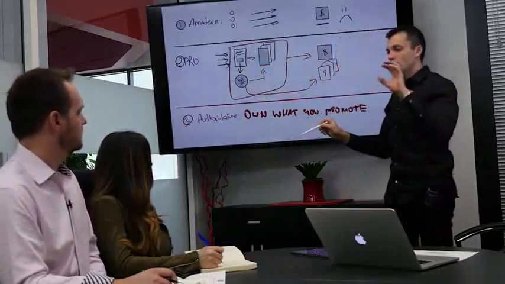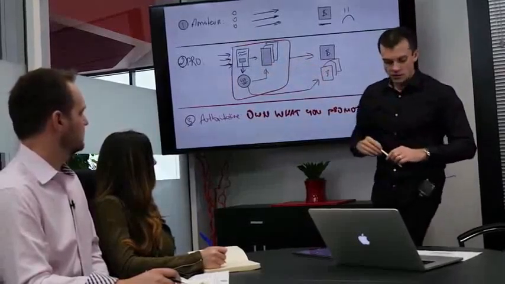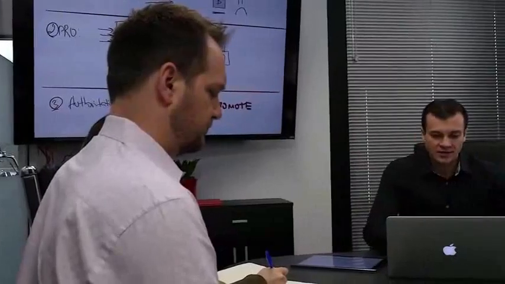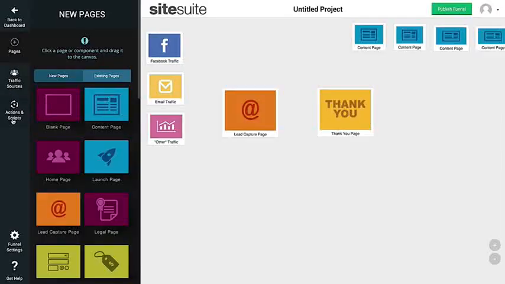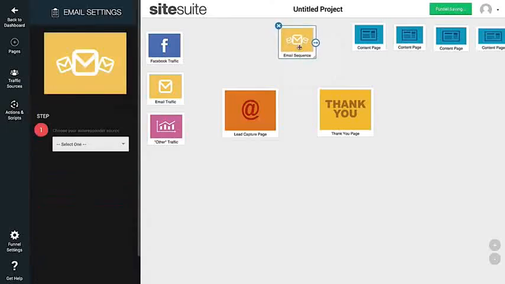So there'll be going to our list, which is our campaign for this particular system. So what I will do here in Site Suite, and this is really, really awesome, you guys, is go to actions and scripts. I'm going to click on that. See, it says email sequence. I will drag it and drop it. So that basically means I have the skeleton of my system outlined here, and I can see all the pieces of the equation.